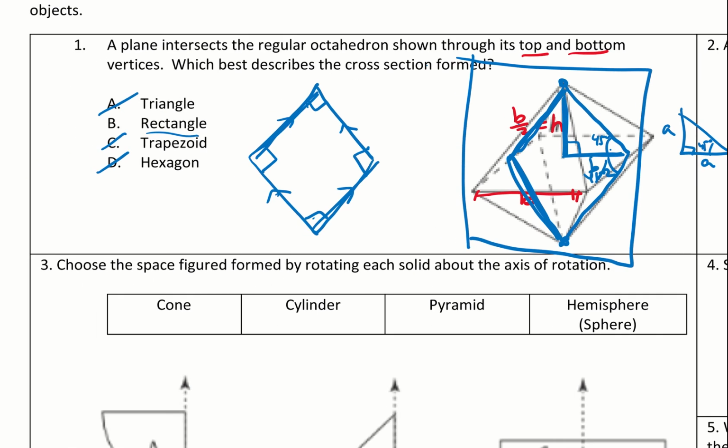And in fact, this is actually a square, more specifically, because these are all the same distance, because it's a regular octahedron. But in any case, it's a rectangle, and a square is a rectangle. So this meets the criterion.